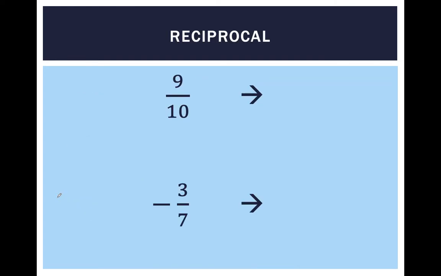Okay, just a quick reminder of what the reciprocal is. If your original fraction is 9/10, the reciprocal is 10/9. Now that we're going to be working with negatives, if the original fraction is -3/7, the reciprocal is just -7/3. So we still have a negative fraction, you're still just flipping the numerator and the denominator.